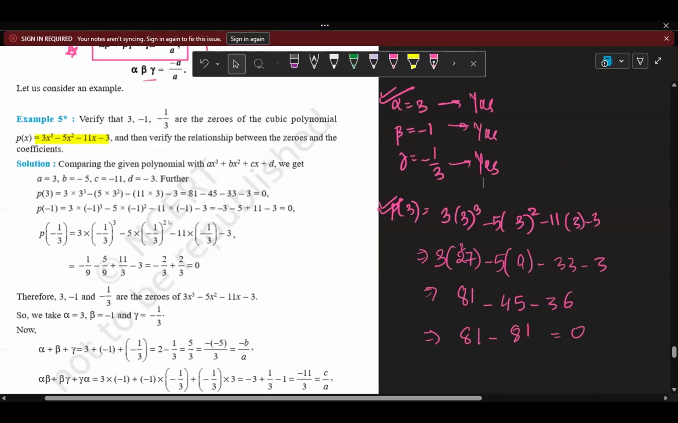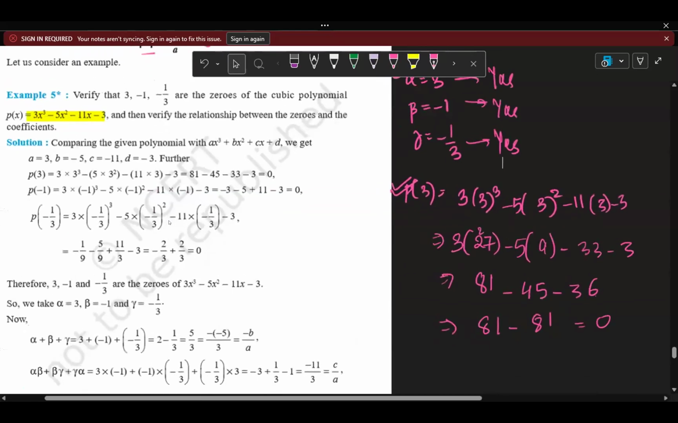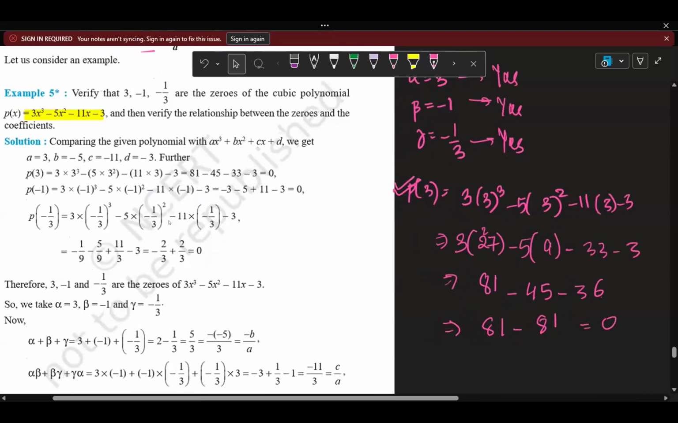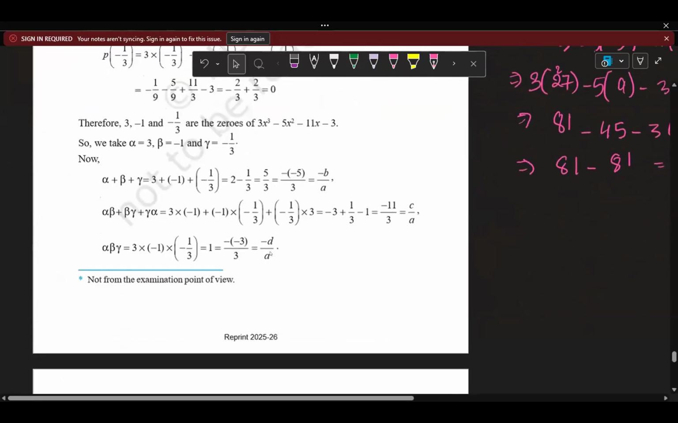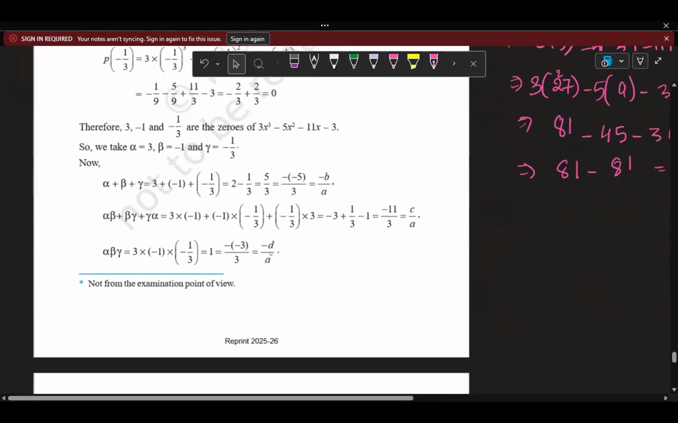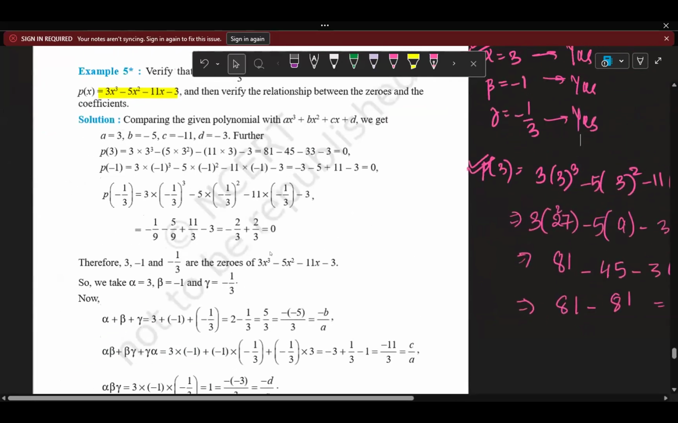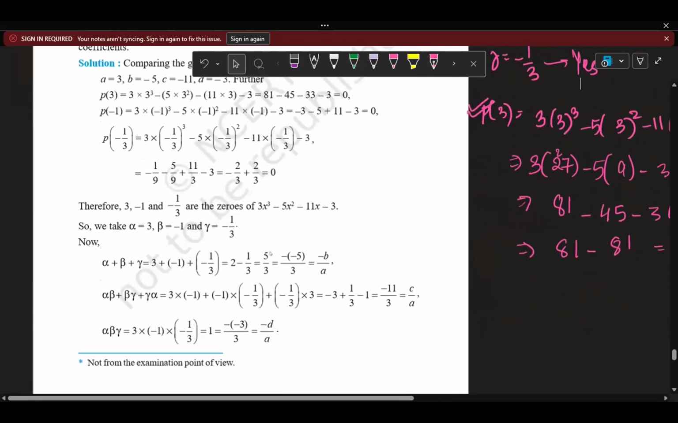Okay. Children, so do you have any doubt? Let me just check. Yeah, it's 0 only. Do you have any doubt? Is it clear? Children, please tell me, do you understand? Is there anyone who has doubt in this part? No, ma'am. Okay.